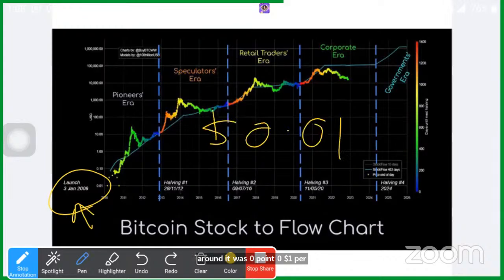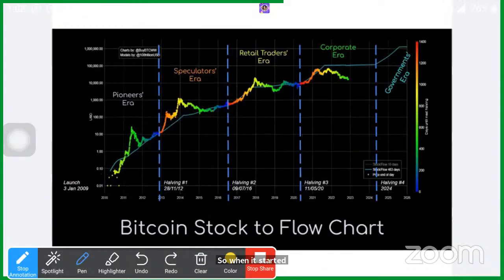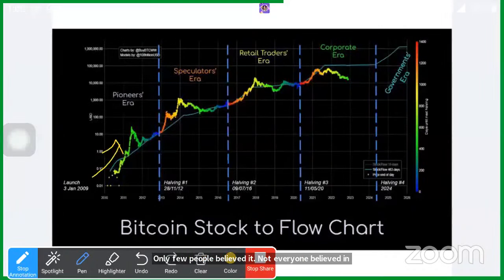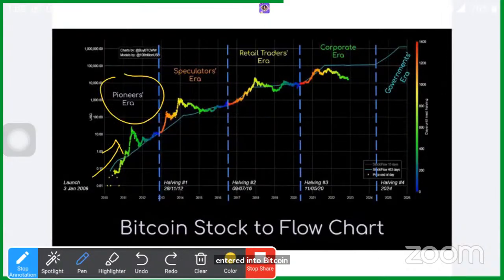So when it started from a very small price, it started to go up because a lot of people started taking interest. Only few people believed it. Not everyone believed in Bitcoin, but few people started mining Bitcoin. They were the pioneers in the first era. That is why this era is called the pioneers era, that only the new people who entered into the Bitcoin network started mining Bitcoin over their computers, and now they started earning mining reward.